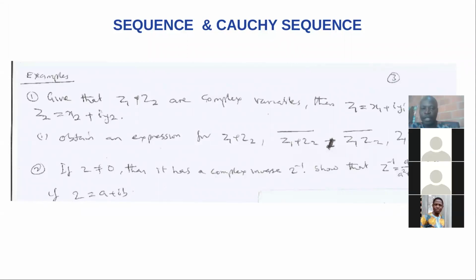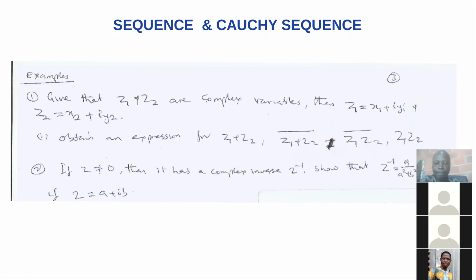Hello, sir. Yes, I'm with you. Based on the second example to prove the inverse of z, the multiplication you did, which you mentioned as surd analysis, I think it's the same thing as multiplying the numerator and the denominator with the conjugate of z. Exactly. I think it's the same thing. Okay. Yes, you are right. Okay, sir. Thank you.